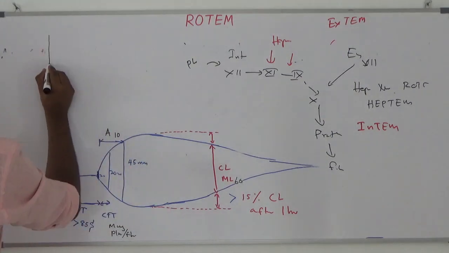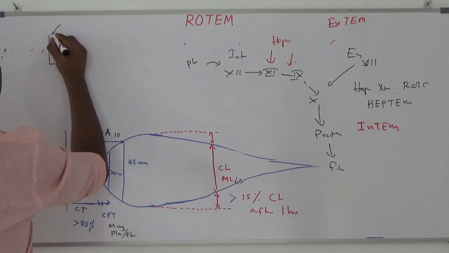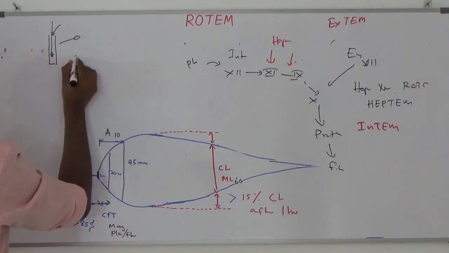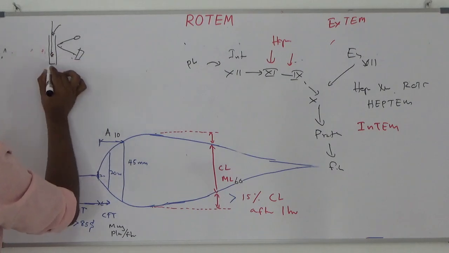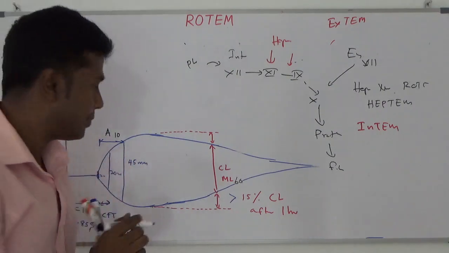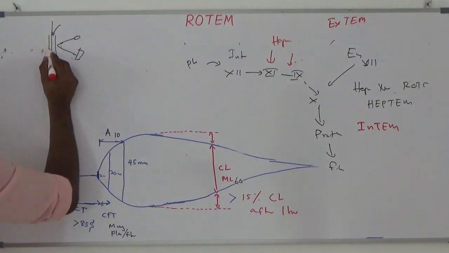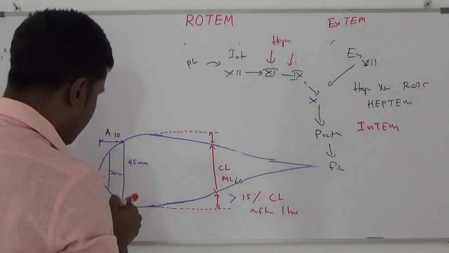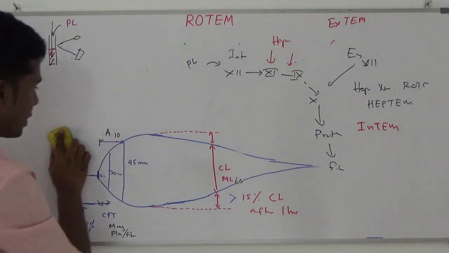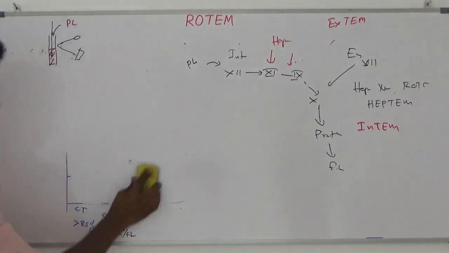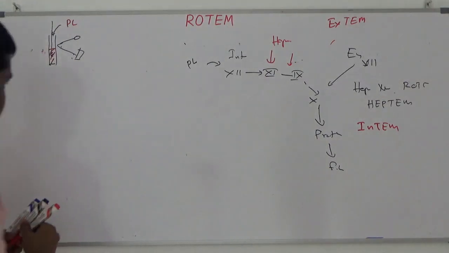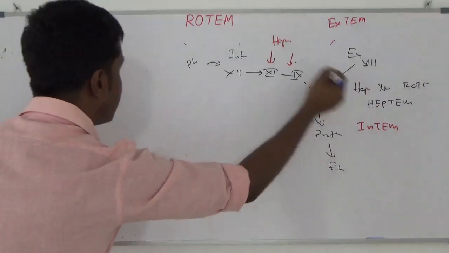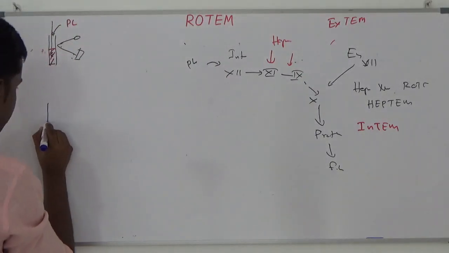Here my sample is there. I am going to add the citrated sample. Here again your pin is there, here your light emitting diode, here the detector. This is the one rotating like this. Here is your blood. I am going to add phospholipid into my sample. By adding phospholipid, I am going to stimulate the intrinsic pathway for my patient. Once I activate the intrinsic pathway, I can see the INTEM in my ROTEM report.